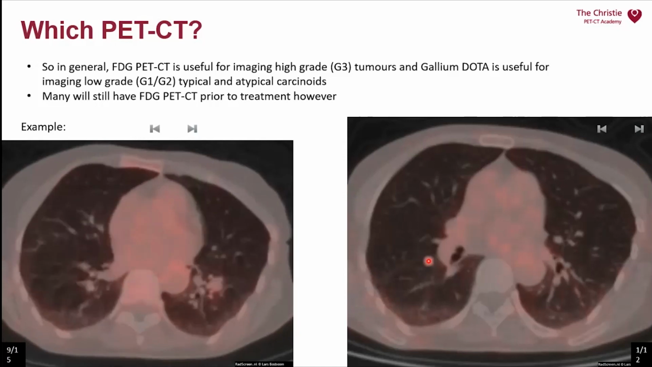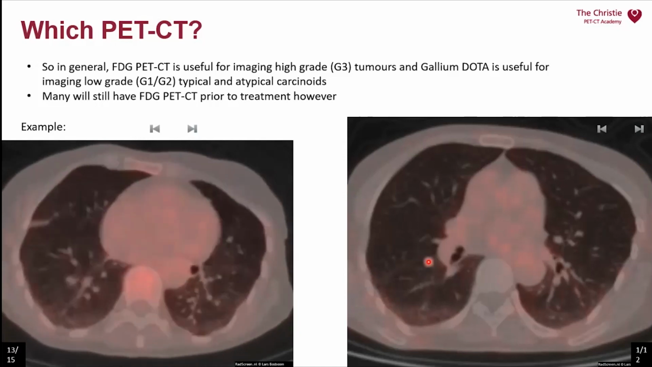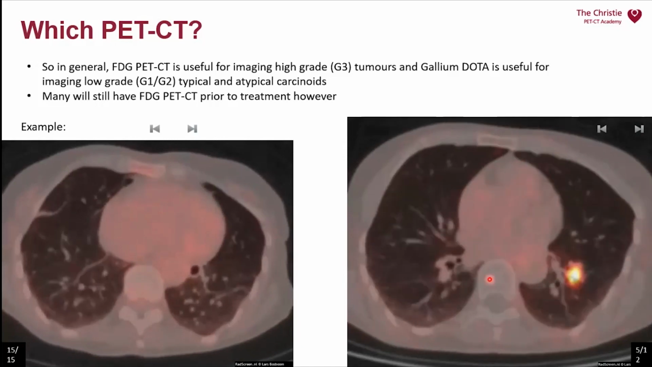Whereas this is a gallium PET CT of the same lesion, and you can see how bright and intense that uptake is on the gallium PET CT. So that's a good example of the different behavior of the two techniques.